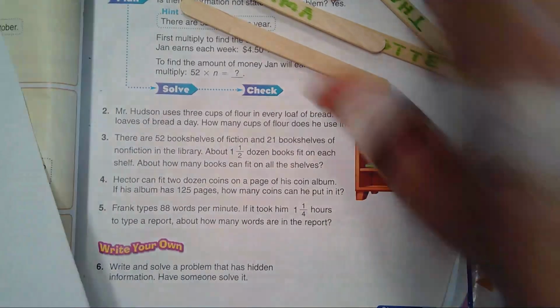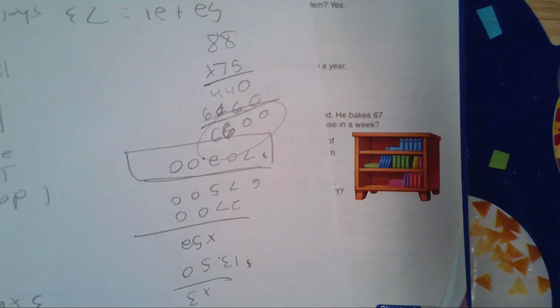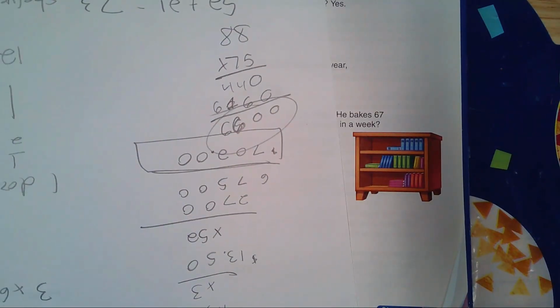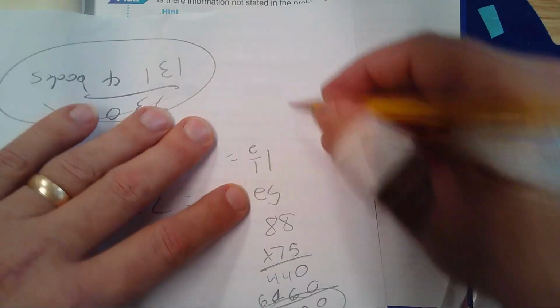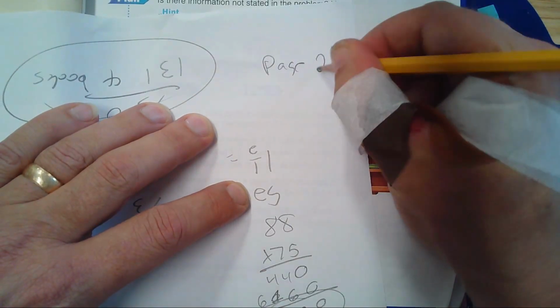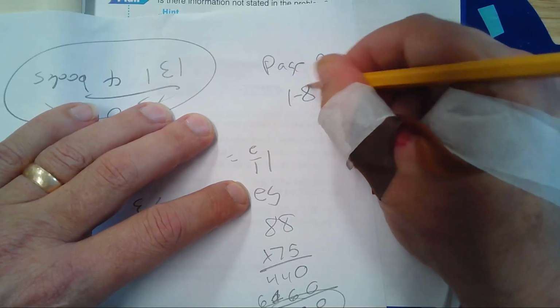6,600. Why is no one paying attention? Because Emma's asking questions. Homework, page 24, 1 through 8. Can we work on our homework? Yes. But it's almost time to pack up, too.